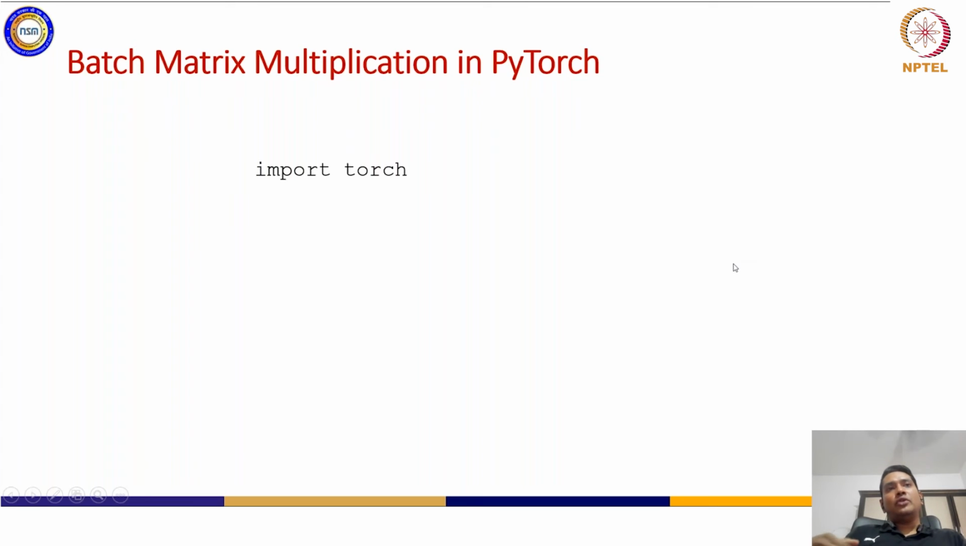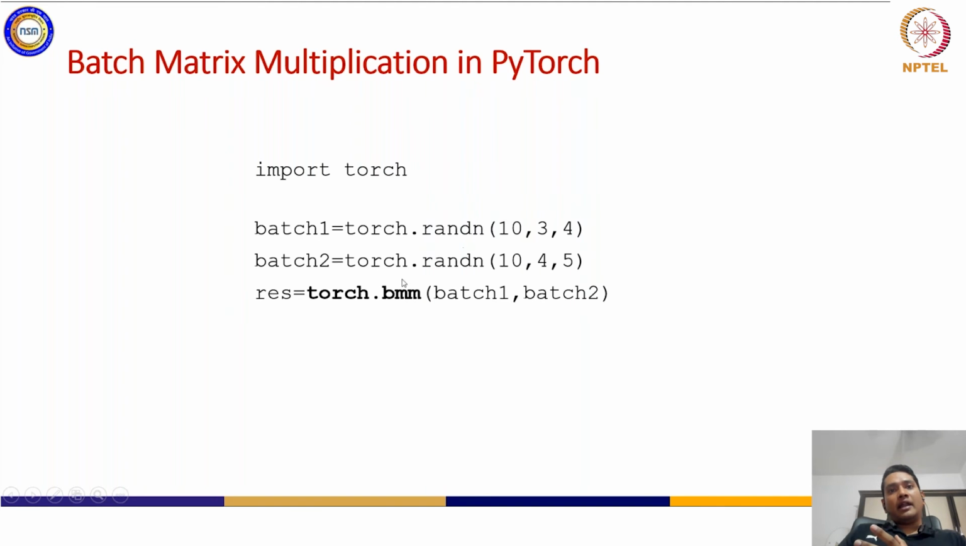Now we mostly do batch matrix multiplication. When you are working with machine learning applications, you don't do single matrix multiplication, right? So batch matrix multiplication is widely used, and for that we need the BMM function to apply on the batches. Now, how will we define batch matrices? Let's say batch one is one batch matrix we want to define. The first dimension is basically the batch size. So 10 is the batch size.